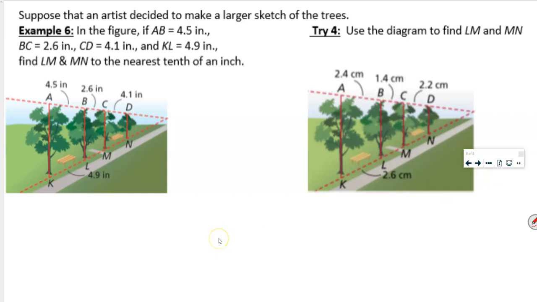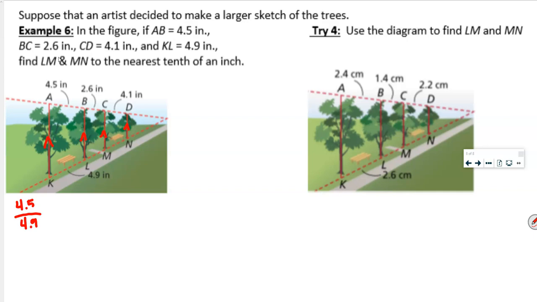So here's our last one. It says, suppose that an artist decided to make a larger sketch of the trees. In the figure, if AB is 4.5 and BC, so all these trees are going to be parallel, okay? So if the trees are parallel, then we can say that 4.5 over our 4.9.